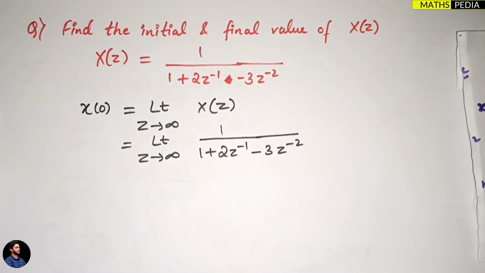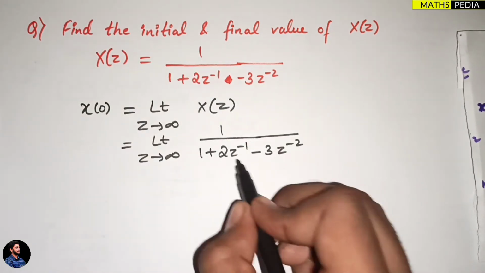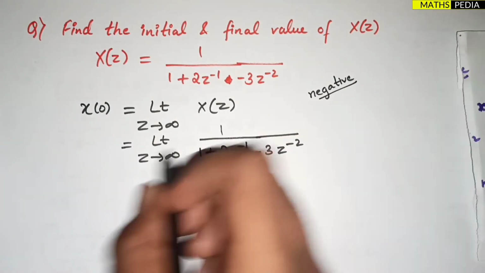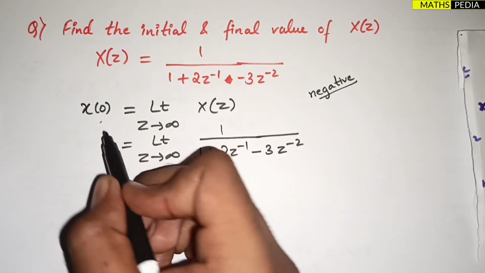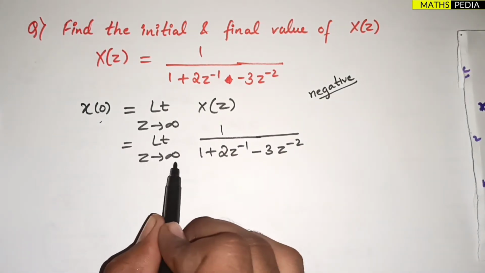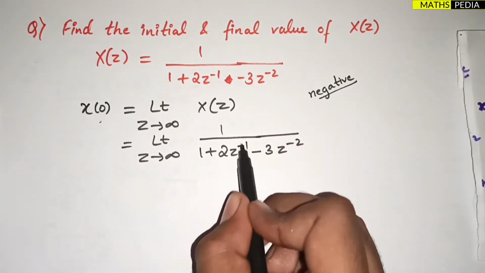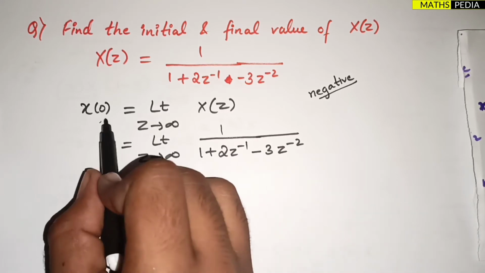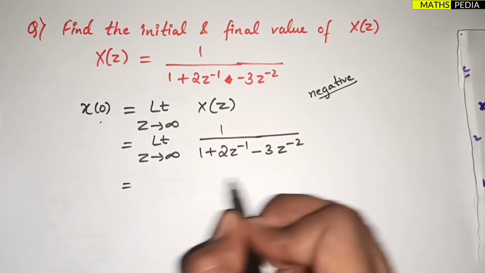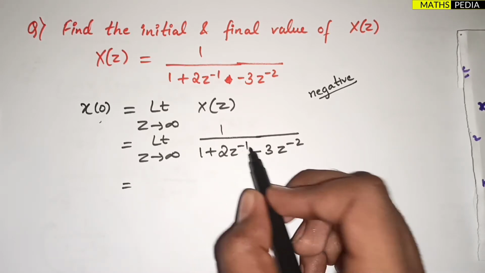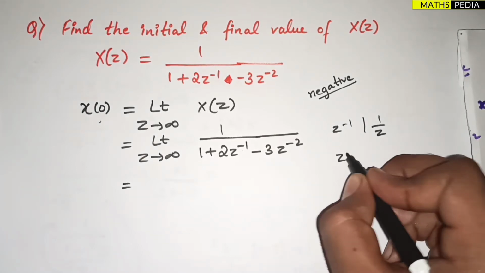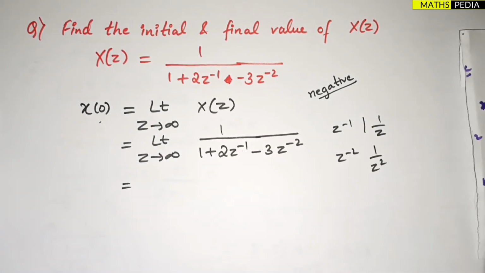One more thing you need to remember: in the initial value, when you substitute the value of X of z, always remember the z powers should be negative. For x of 0, since this is limit z tends to infinity, that's why the powers of z should be negative. For the final value I'll come to that later. So first we'll solve this. Always remember the power should be negative, or in other words, z power minus 1 can be written as 1 by z, and z power minus 2 as 1 by z squared.